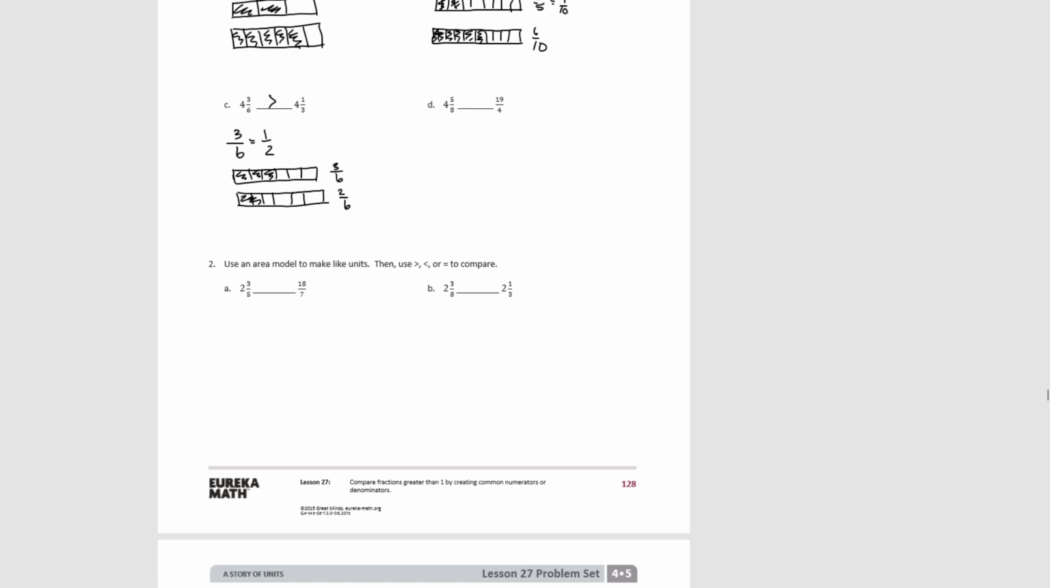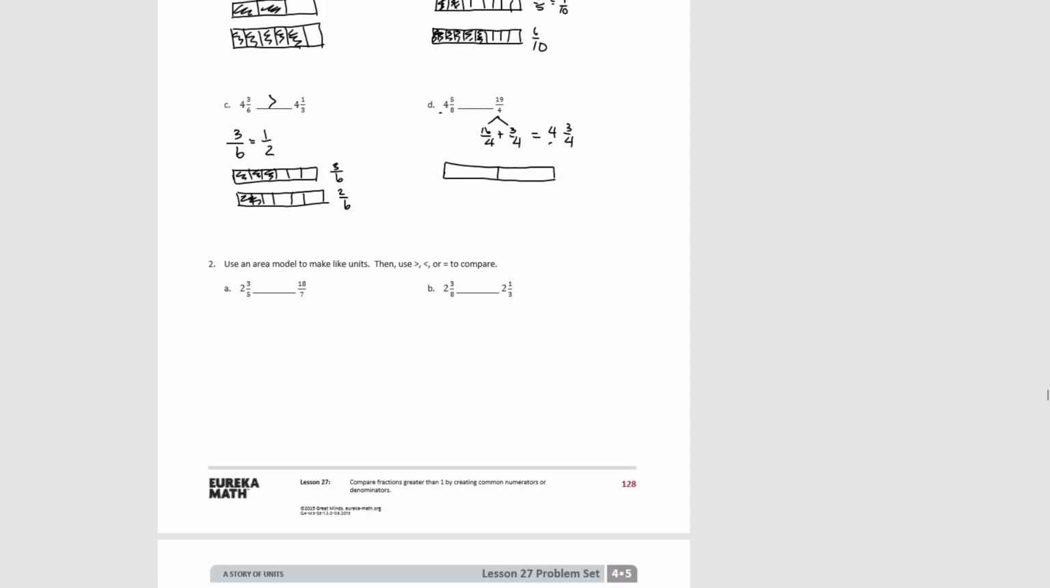Okay, for D, before we can proceed, we need to either turn our mixed number into a fraction or a fraction into a mixed number. So let's turn this into a mixed number. So 16/4 would be equal to 1 with 3/4 left over. So this would be equal to 4 3/4. So now our whole number parts are the same. Let's look at our fractional parts.